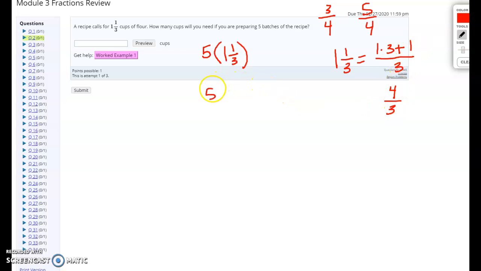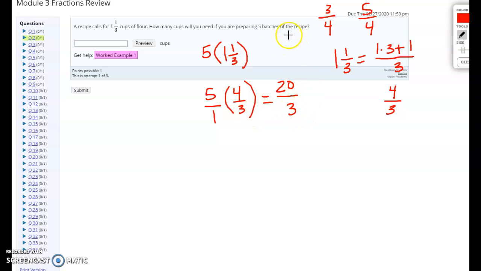So let's go back over here. We have 5 times 4/3. We want to put the 5 over 1, and then when we're multiplying fractions, we just multiply straight across the top, straight across the bottom. So 5 times 4 gives us 20, over 1 times 3 gives us 3.